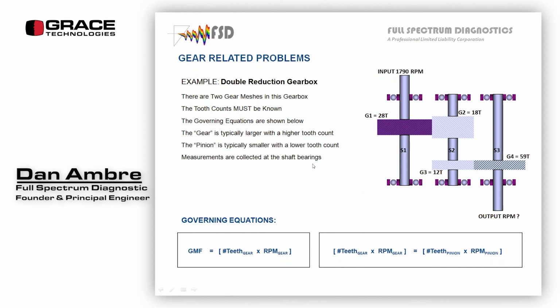Measurements are collected at the shaft bearings. So here I show my bearing supports. All the energy has to go through the shaft. It's a very good practice to take data X, Y, and Z, or axial, horizontal, and vertical, on each bearing for the bearing health and for the gear health, because I don't show any thrust in here, but there might be.